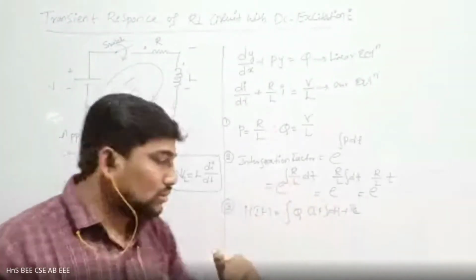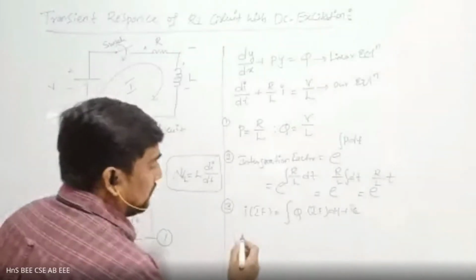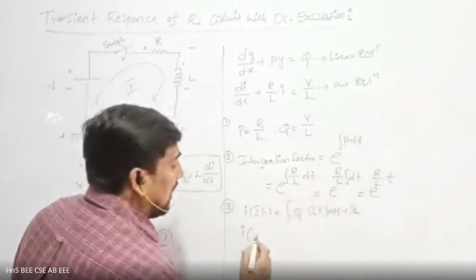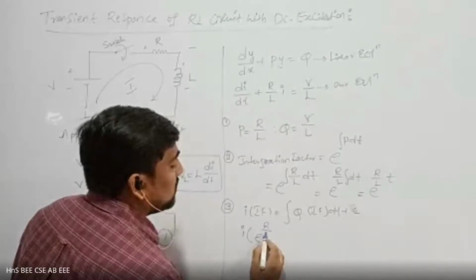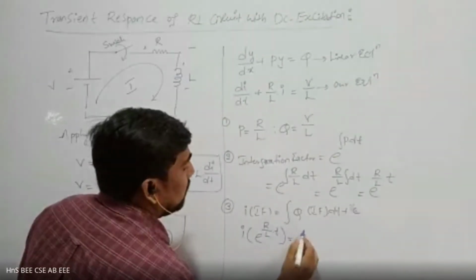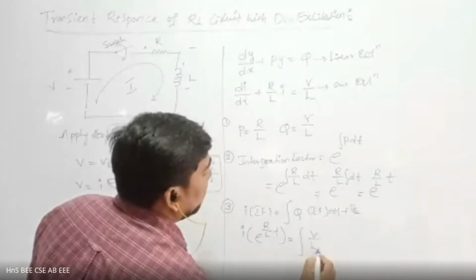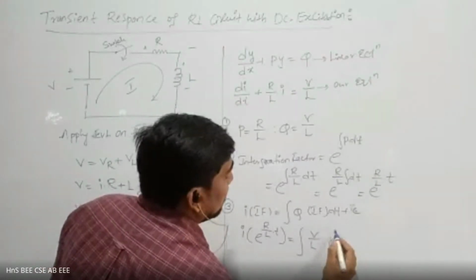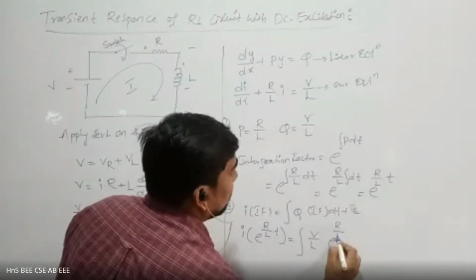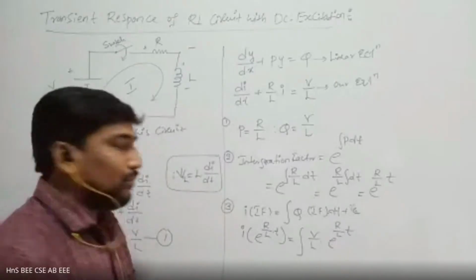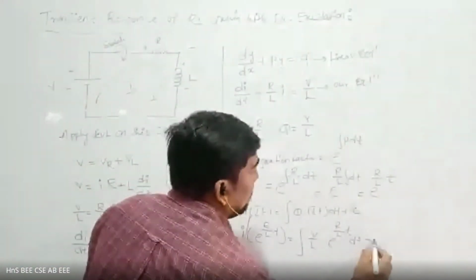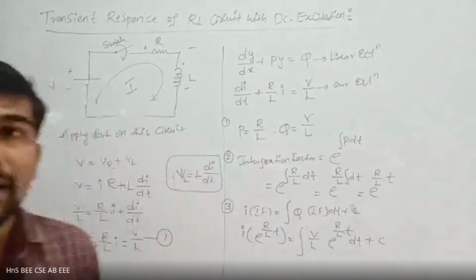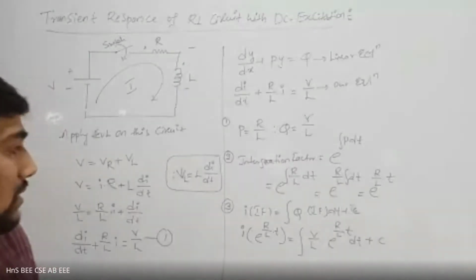Now you have to substitute those values first. I into what is IF? IF is nothing but 1 by exponential of r by L into t, equal to q. Q is nothing but v by L. IF is called e power integration of r by L into t. Next, into dt plus c. These are our general equation.